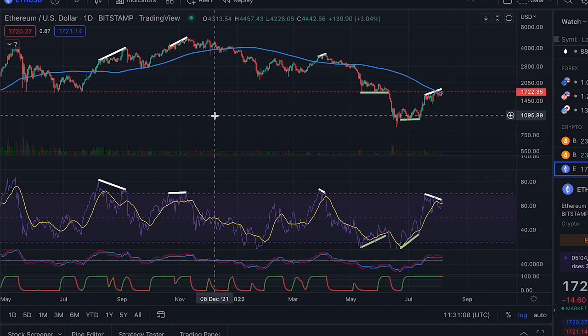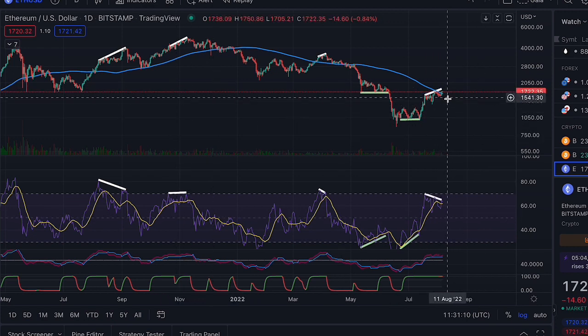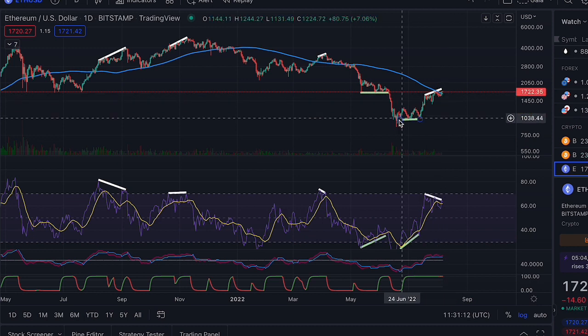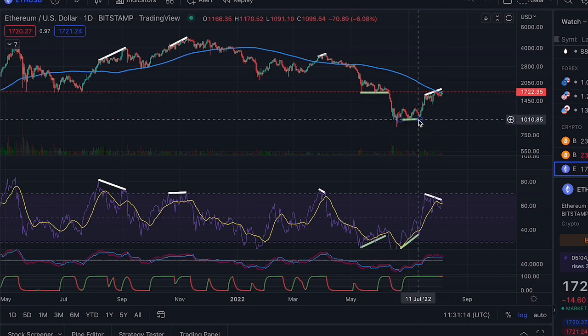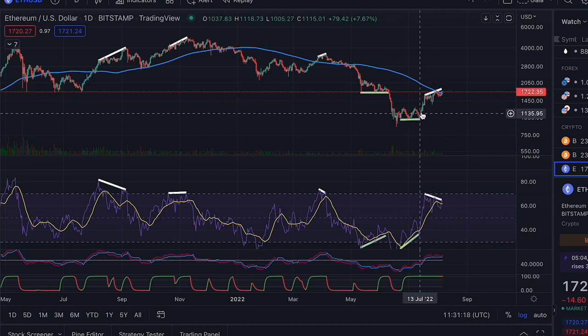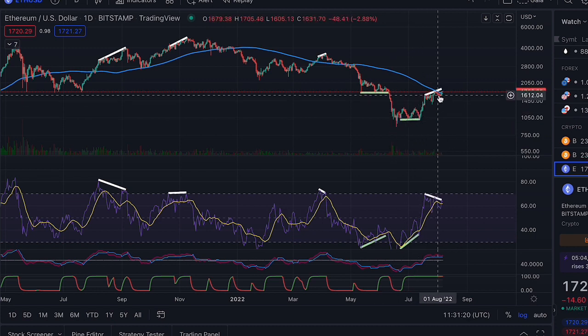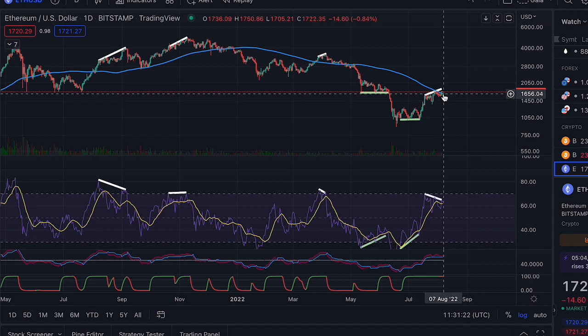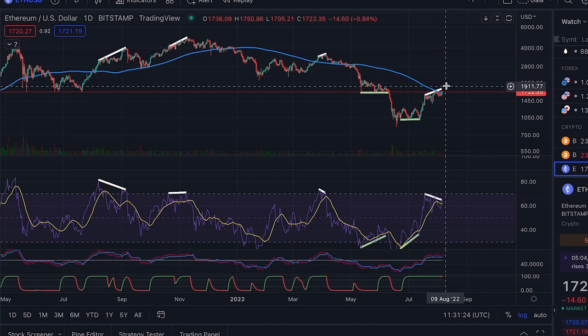Plus, at the moment, shorts have decreased a lot. A lot of the shorts have been liquidated, especially between here and here, but also between here and here. So people that were shorting from the wrong positions, there's a lot fewer shorts, and there are a lot more people leveraging long now on Ethereum.